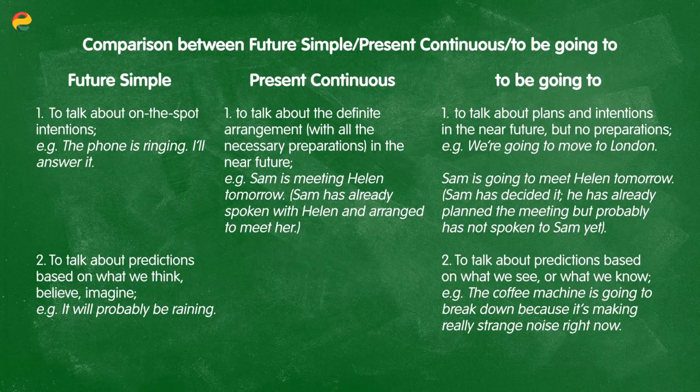And finally, to be going to, we can use to talk about plans and intentions in the near future, but with little or no preparations. We're going to move to London. Or to talk about predictions based on what we see or what we know. For example, the coffee machine is going to break down because it's making a really strange noise right now. So now, having spoken about the future simple tense, we need to move on to discussing the future continuous tense in English.